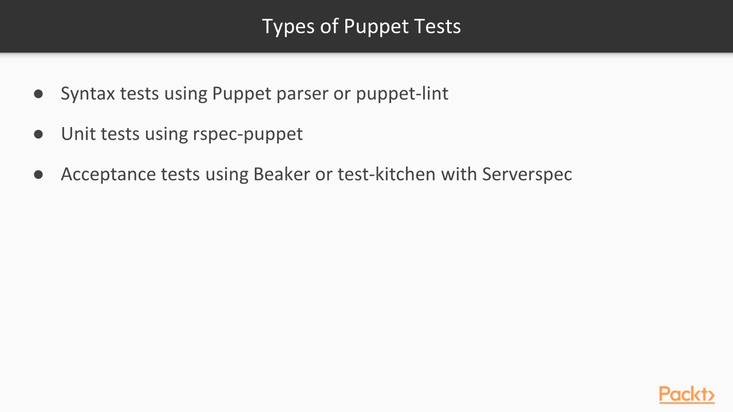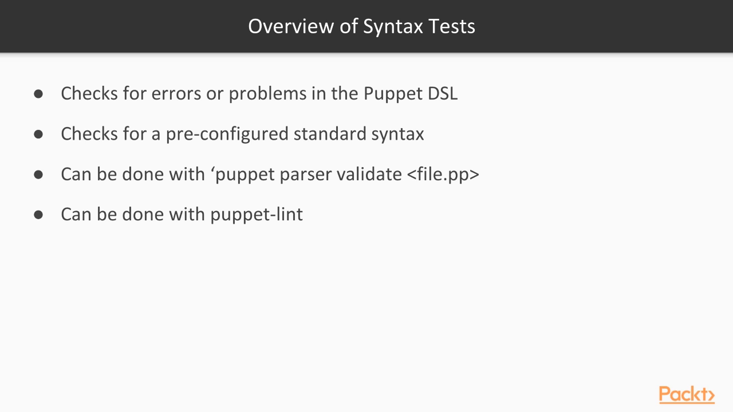The different kinds of tests which should be written for Puppet modules are syntax tests, which can be done with Puppet lint, unit tests, which can be done with Aspect Puppet, and acceptance tests, which can be done with Beaker or Test Kitchen. Syntax tests make sure that the Puppet DSL format is correctly implemented in a module. There is also a list of best practice syntax checks which are performed on the code files. These checks are customizable and can be enabled or disabled as and when required. Syntax tests can be performed with the Puppet parser validate command or the Puppet lint tool.